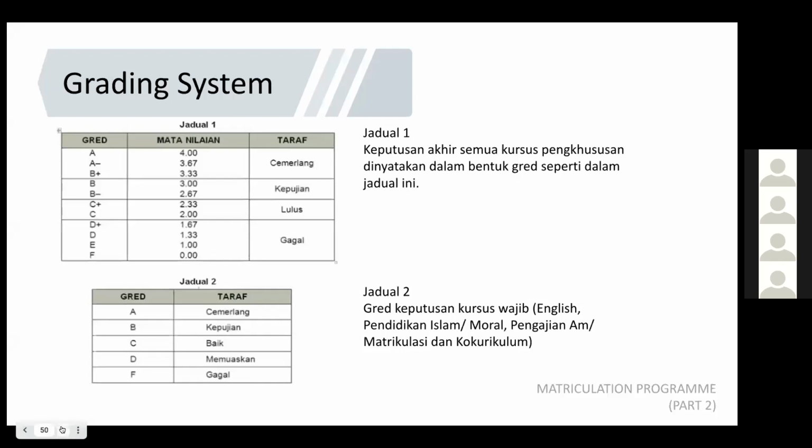So I'm going to talk about the grading system. It's in BM also because everything is in BM in local matriculation. The first table is for your main subjects. I'm a science stream student, so it's like bio, physics, chemistry, maths. And the second table is for compulsory subjects like English, general studies, moral, and also COCU. COCU is co-curriculum. Okay, next.